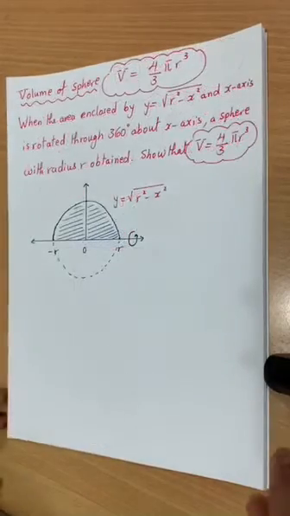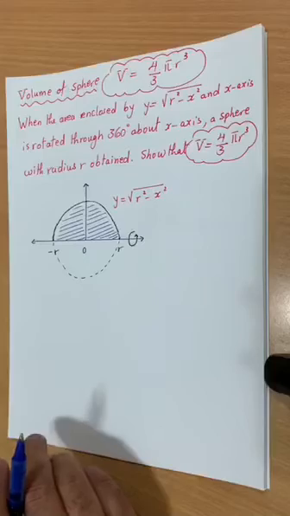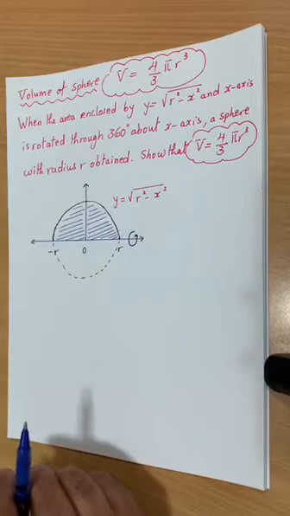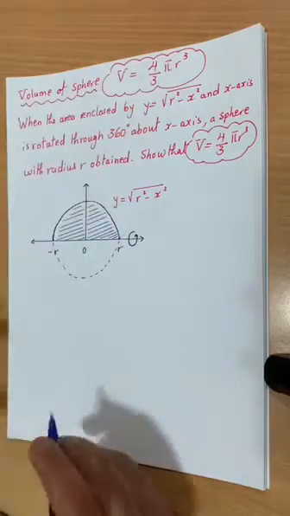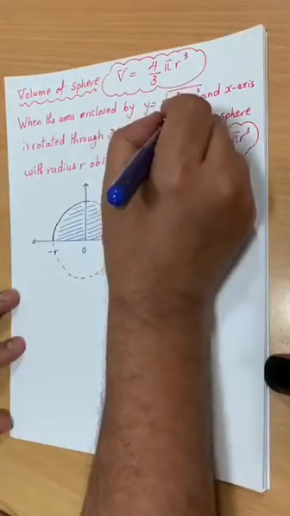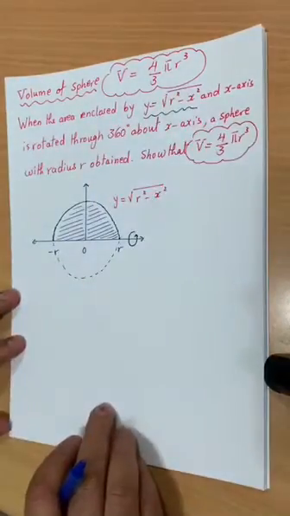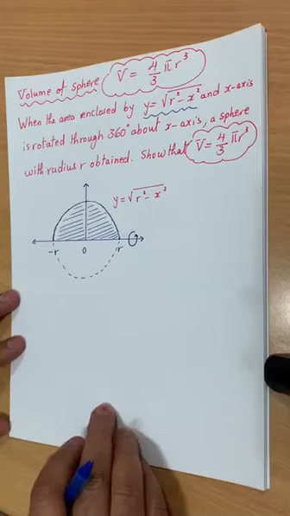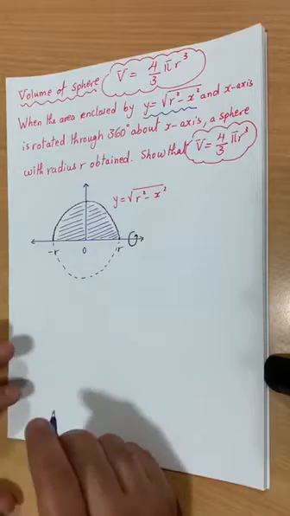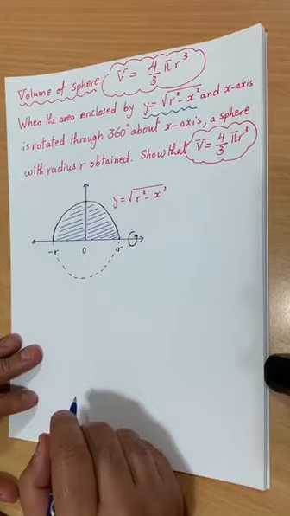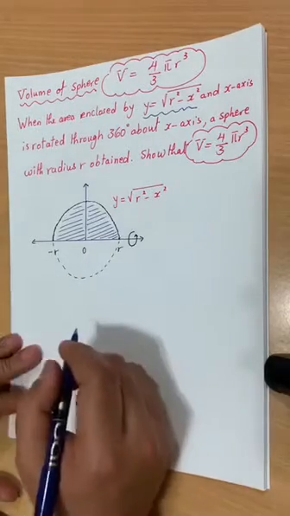Let's do the same thing with the volume of the sphere. The volume of the sphere is given by the relation 4 over 3 pi r cubed. So the 3 dimensions are the radius. Now guys, the equation has to be given to you in the question. When the area enclosed by the equation and the x-axis is rotated through 360 degrees about the x-axis, a sphere with radius r is obtained. Show that the volume is equal to this.